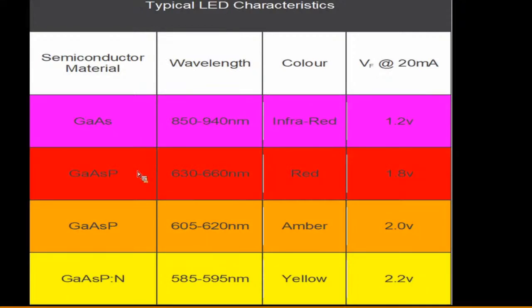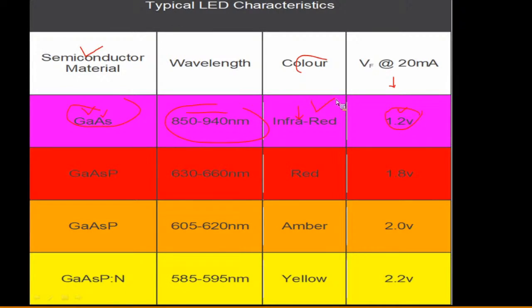Now see the LED characteristics here. What are the LED characteristics? The basic characteristics are, take a material. Already I told you, if the semiconductor material is gallium arsenide, the wavelength is 850 to 940 nanometer. The color it is going to emit is infrared, IR. And the forward voltage at 20 milliamps is 1.2 volts. At this applied positive voltage, with this wavelength and this type of material, it emits infrared light.